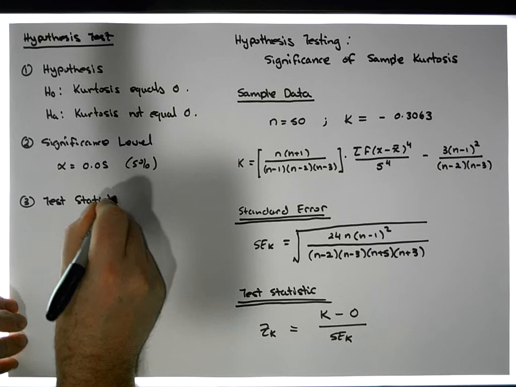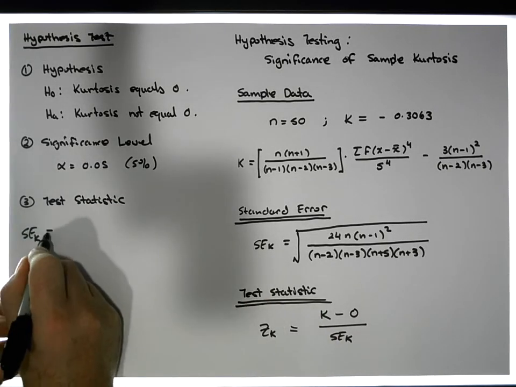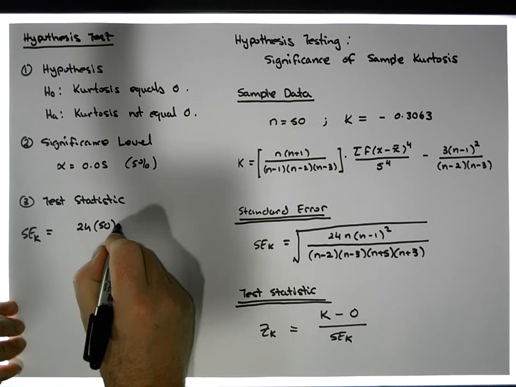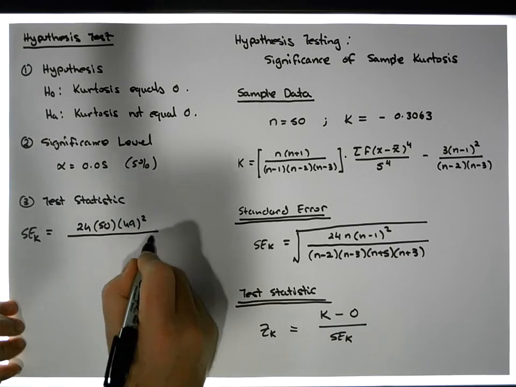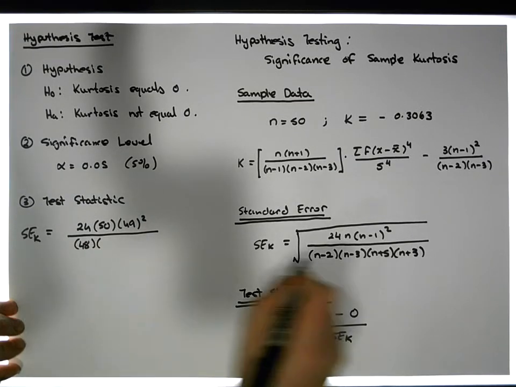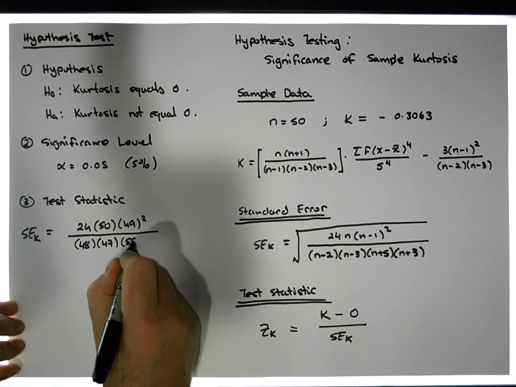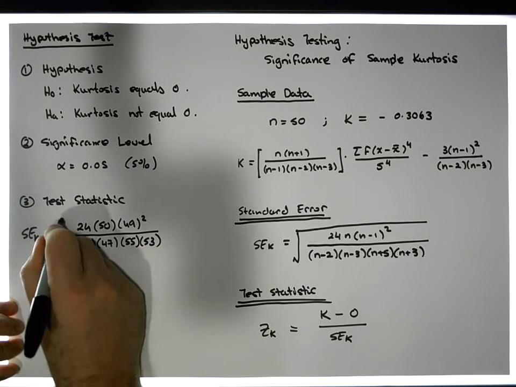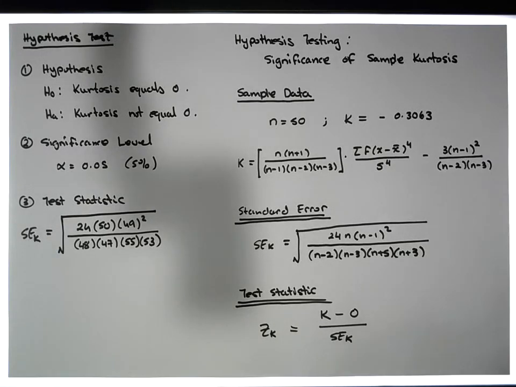Step 3 is to define our test statistic. But before I can do that, I need to calculate my standard error. My standard error for my kurtosis is equal to the square root of 24 times the sample size, which is 50, times the sample size minus 1, which is 49, squared, divided by the sample size minus 2, which is 48, times the sample size minus 3, which is 47, times the sample size plus 5, which is 55, times the sample size plus 3, which is 53.